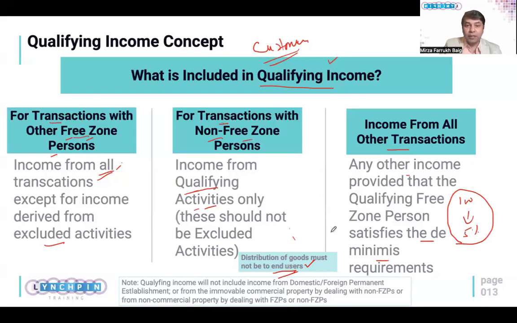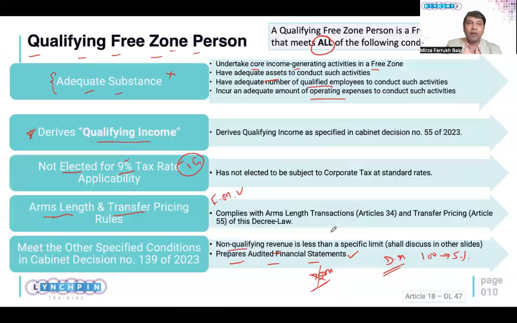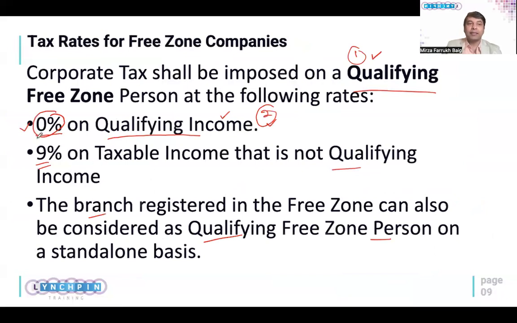So once I have all these things, what exactly do I need to do? I would see that if I meet all these conditions, then my qualifying income would be taxed at 0%. And my other income, if any, would be taxed at the standard rate. Now, one key area here is that if I have some other income taxed at the standard rate, the threshold of 375 is not applicable. We know that if I'm inside the mainland, my first 375,000 would not be subject to tax.